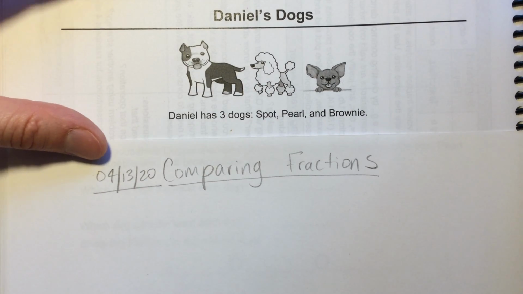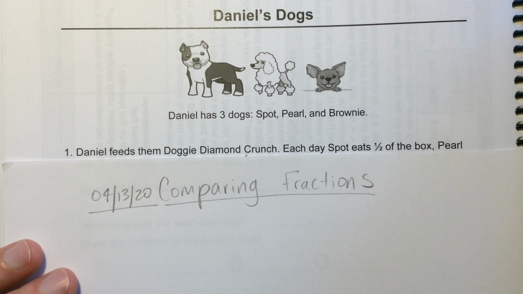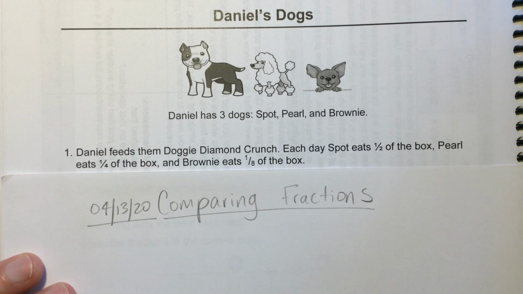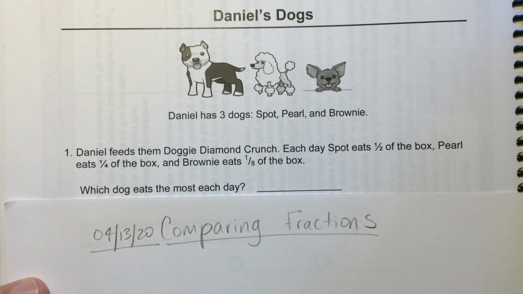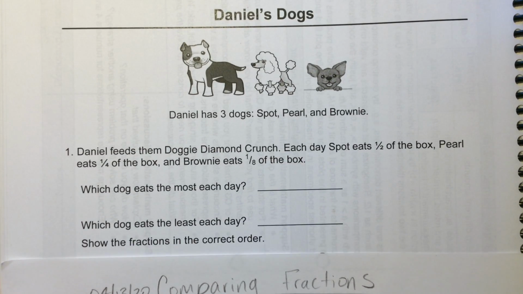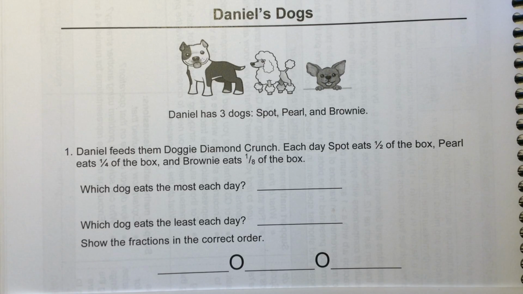Daniel has 3 dogs, Spot, Pearl, and Brownie. Daniel feeds them Doggy Diamond Crunch. Each day, Spot eats half of the box, Pearl eats a quarter of the box, and Brownie eats an eighth of the box. Which dog eats the most each day? Which dog eats the least each day? Show the fractions in the correct order, which we see here.